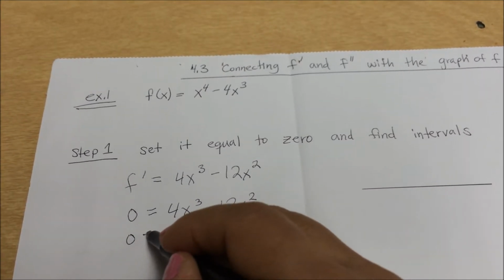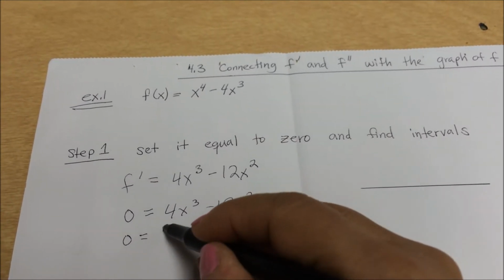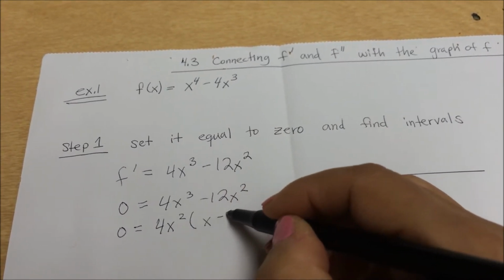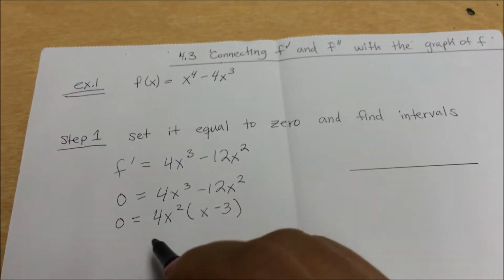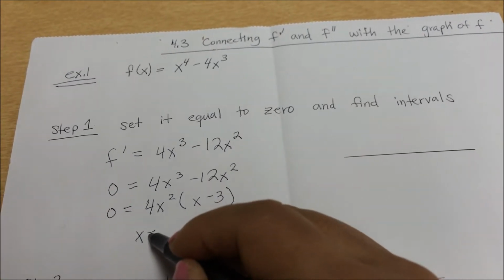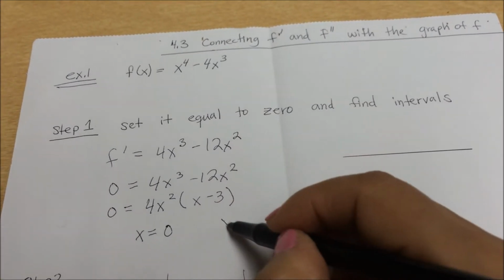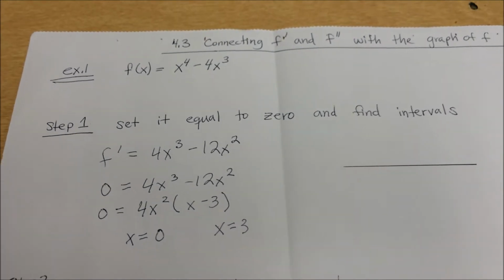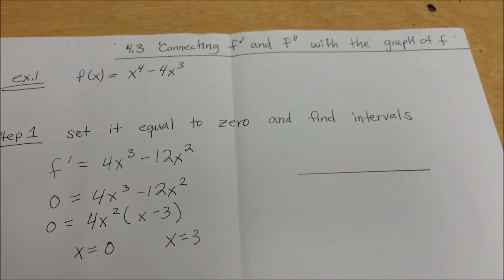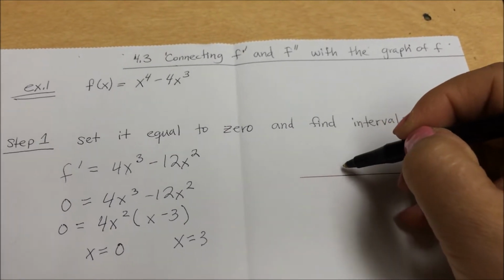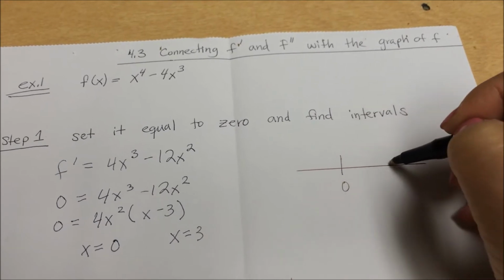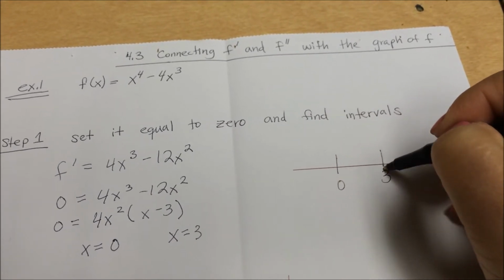If I factor out a 4x squared, I'm left with x minus 3. So one of the solutions is x equals 0, and the other is x equals positive 3. I also like to put these on a number line, since it helps with the next part, the graphing or table part. So x equals 0 right there, and x equals 3 right there.